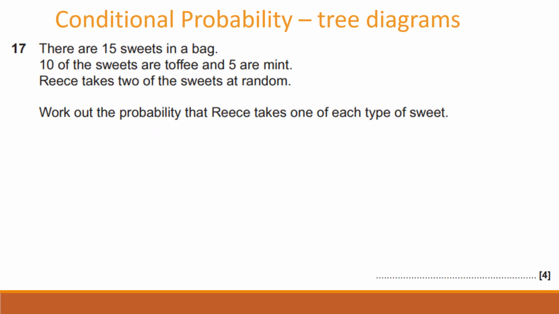And question 17 is a question to do with conditional probability in tree diagrams, and this question is worth 4 marks. Make sure you read the question carefully so you understand exactly what you have got to work out as you go along. Now in this question we've got 15 sweets in the bag, and 10 of the sweets are toffee and 5 are mint. Now Reese takes 2 of the sweets at random, and we've got to work out the probability that he takes 1 of each type. Okay, so this is the key bit, we've got to find 1 of each type of sweet.